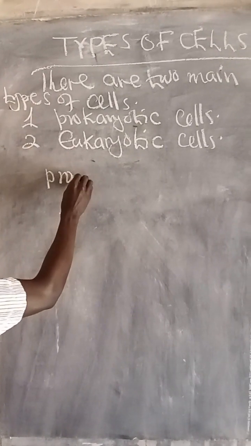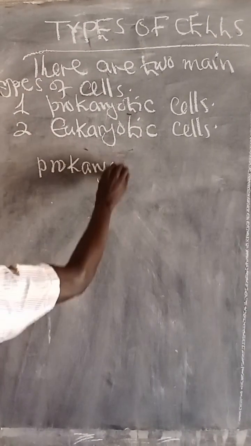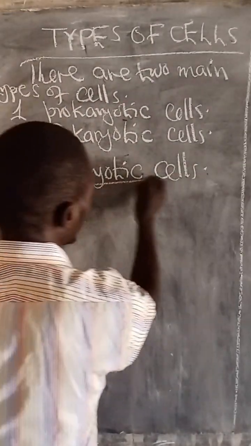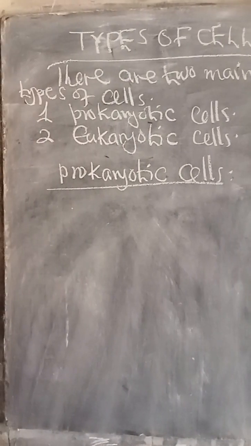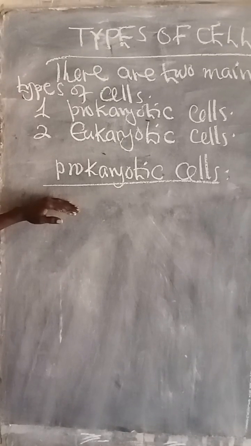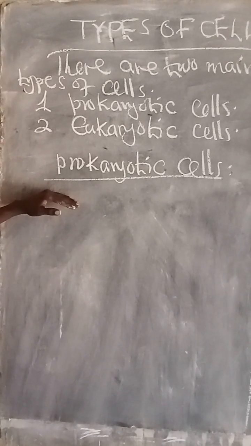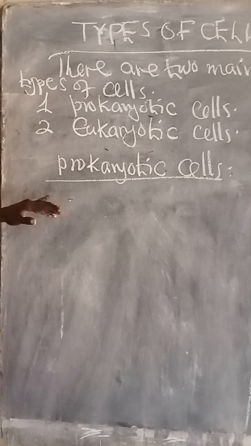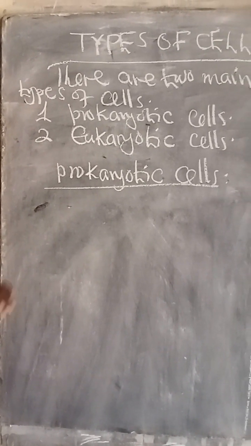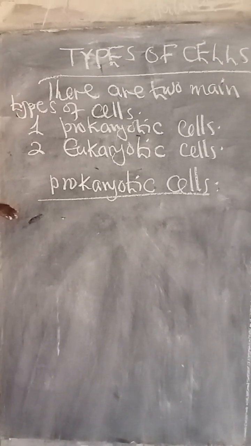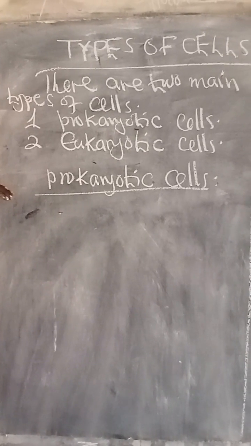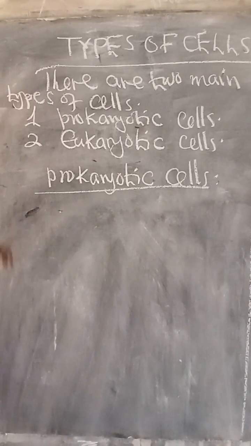Let us start with prokaryotic cells. What are these prokaryotic cells? Prokaryotic cells are the primitive form of cells. Why do we call them primitive? Because these are the types of cells that existed in the earliest forms of organisms. For example, bacteria, and this is the form of cell that is found in bacteria.